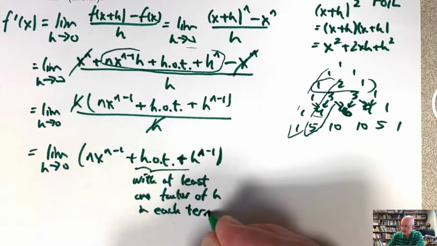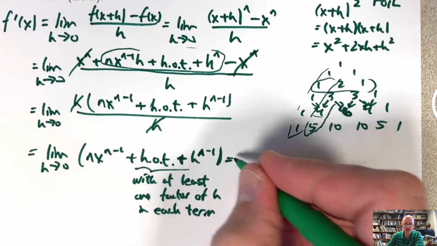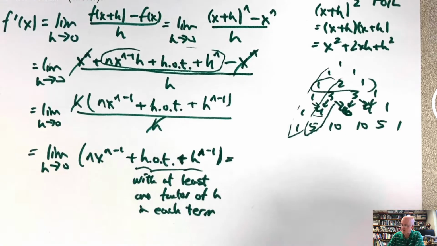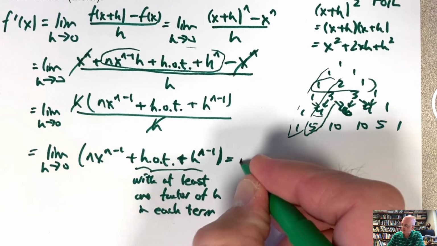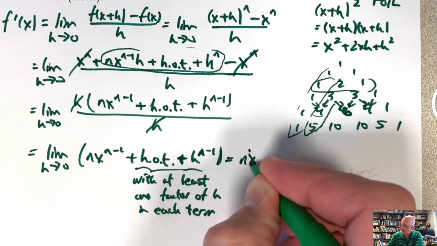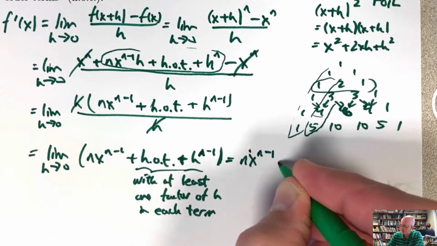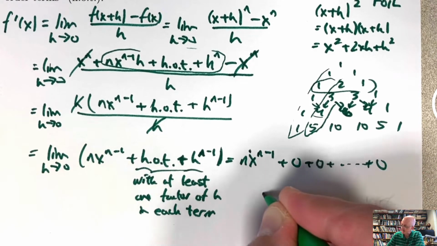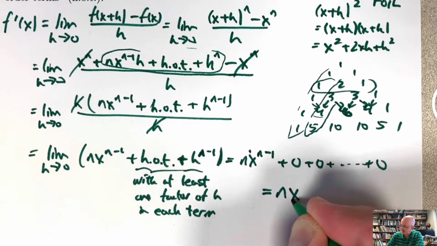So it's a continuous function of h. You can evaluate the limit by plugging in h equals 0, and all those higher order terms, including the last one, will go to 0. What's left is n times x to the n minus 1 plus a bunch of zeros, for the final answer to be n times x to the n minus 1.